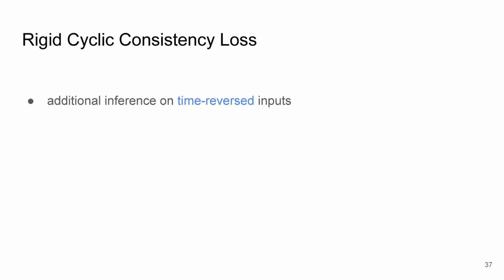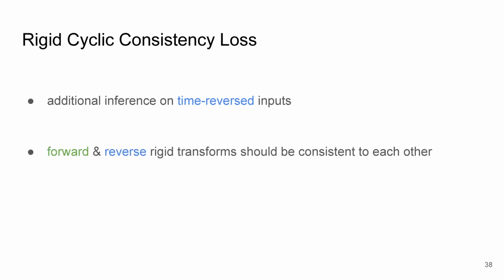The second loss we made use of is the rigid cycle consistency loss. In addition to the forward inference, we make a time-reversed inference pass during training. Doing this allows us to use both the forward and time-reversed rigid transforms, which need to be consistent with each other.